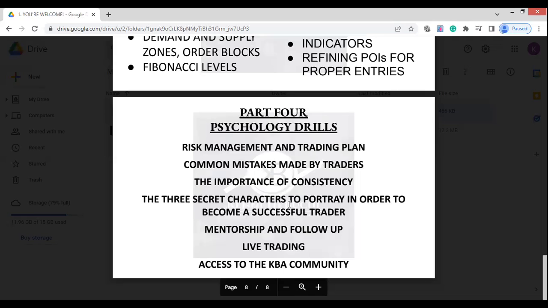You learn those mistakes so that you don't make them yourself. These are even mistakes I made in the past when I was beginning, so you learn them and make sure you don't make the mistakes that I did. The importance of consistency is another thing you learn. Finally, you get to learn the 3 secret characters to portray in order to become a successful trader.